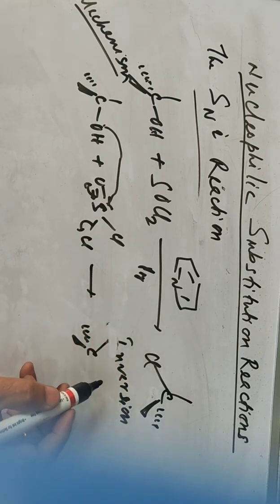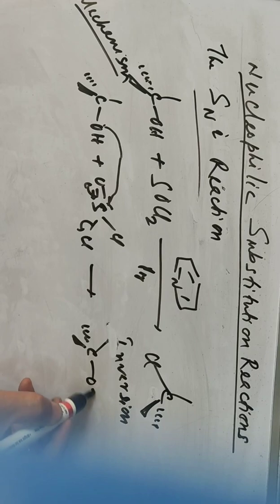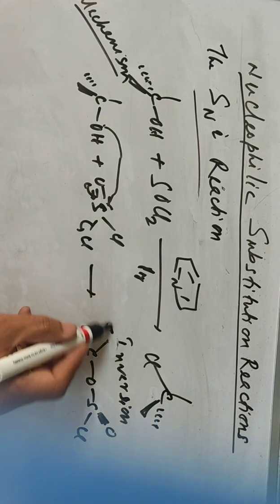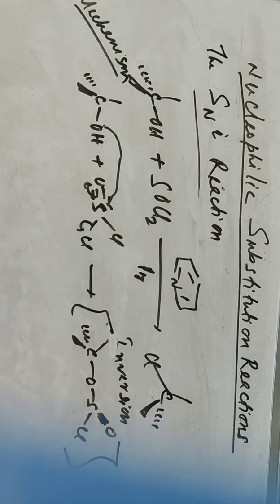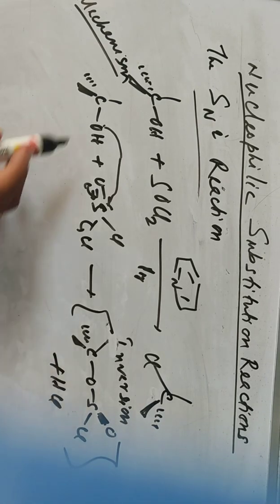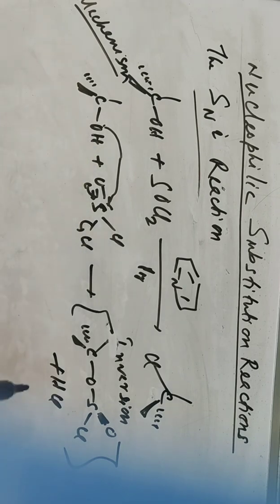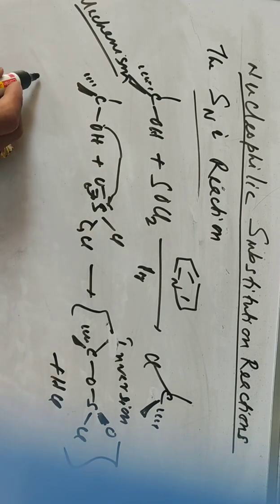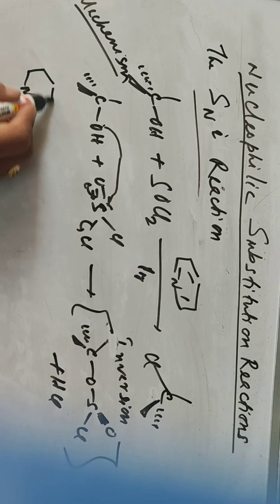Then this O, then S, O, OCl. This is the intermediate form. Then plus HCl, this HCl is formed. These are hydrogens picked up by the chloride. So HCl. This HCl reacts with pyridine.